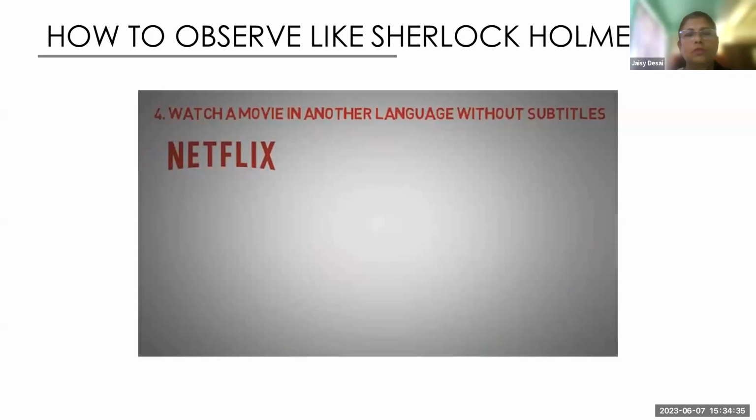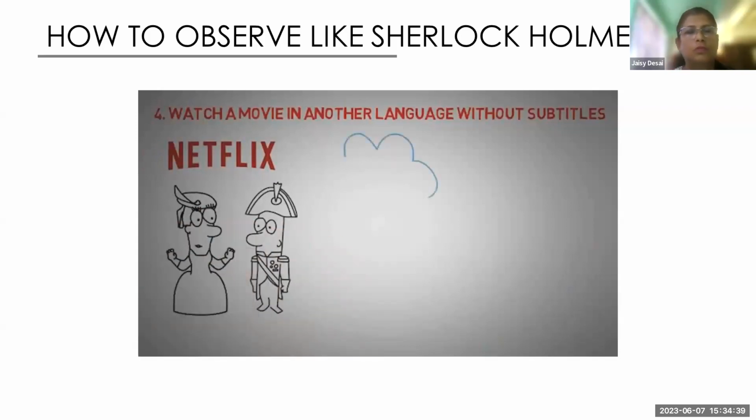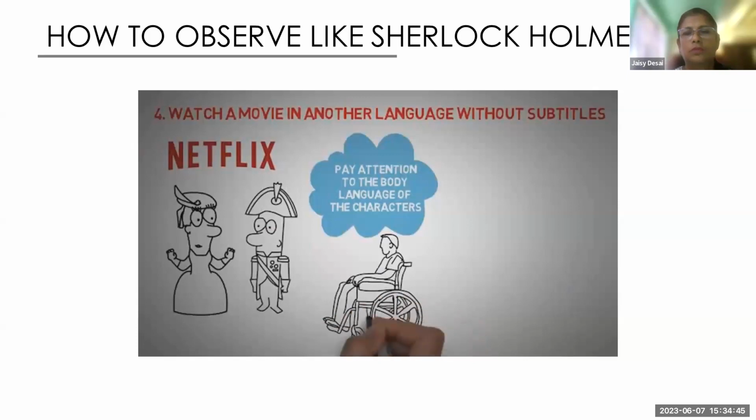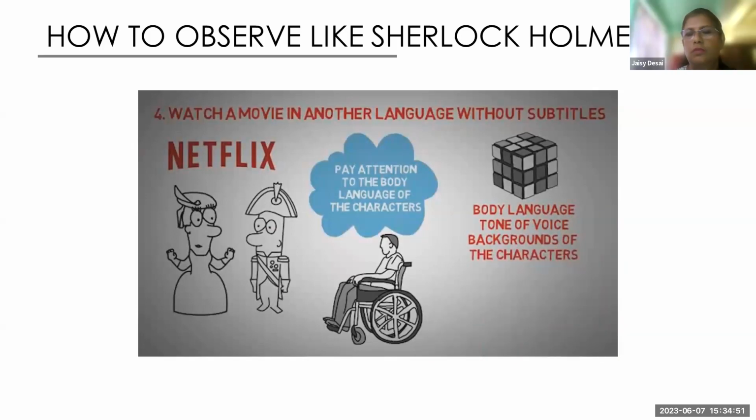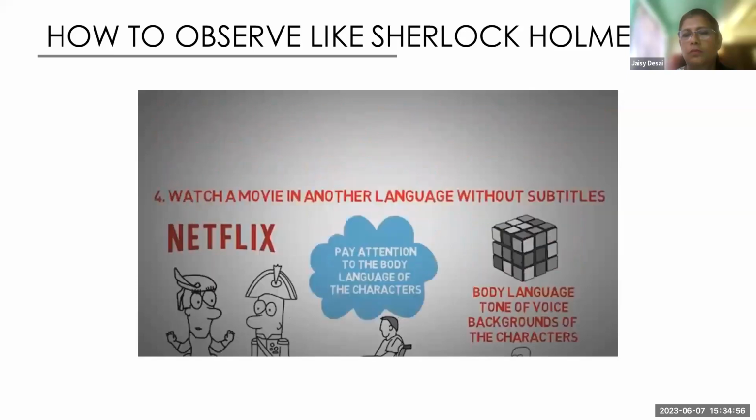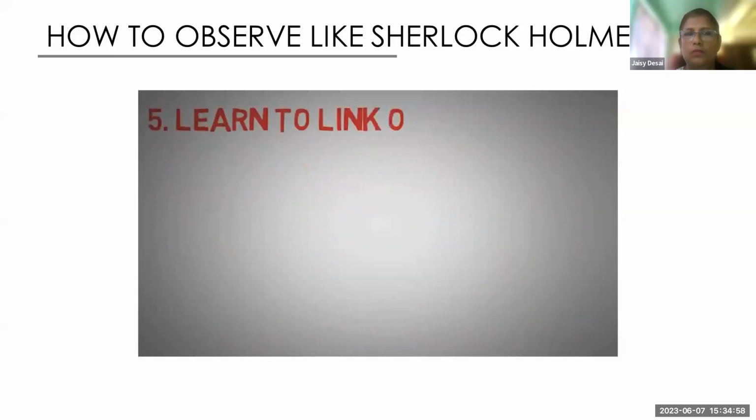Number 4. Watch a movie in another language without subtitles. There are a ton of them on Netflix. Just take the time and turn on one of those foreign films, but don't watch it for the storyline. Instead, pay super close attention to the body language of the characters. See if you can notice anything interesting in the background. Make it a game to come up with your own storyline while noticing the body language, tone of voice, and backgrounds of the characters. After a few movies you'll become a pro, and your observational skills will be much better.